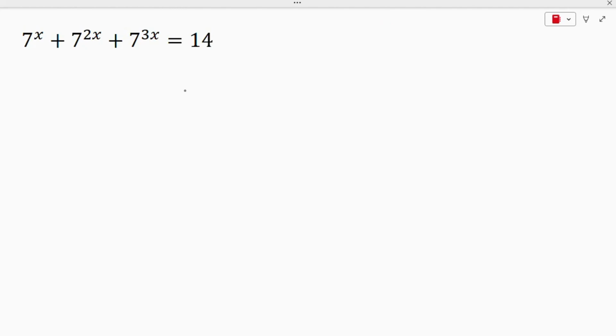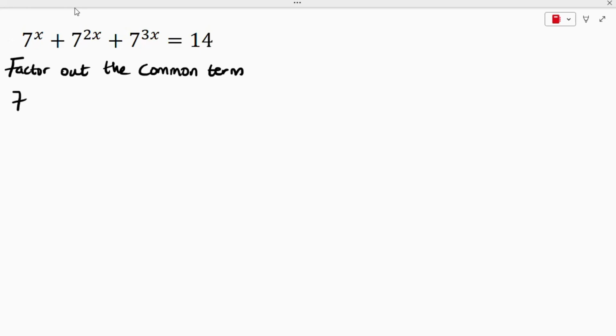So we have this question here that says 7 raised to the power of x plus 7 raised to the power of 2x plus 7 raised to the power of 3x is equal to 14. We are to find the value of x. So the first thing we want to do is to factor out the common term. Now the common term here is 7^x.